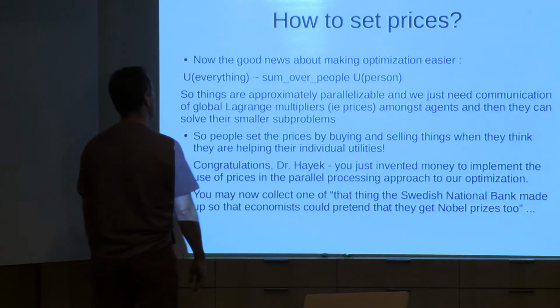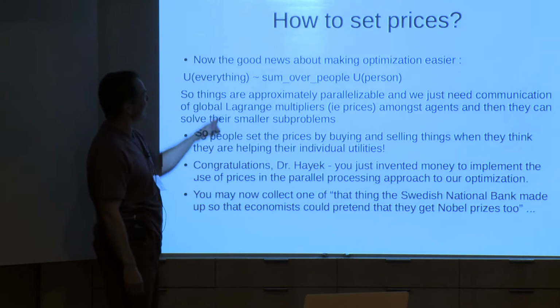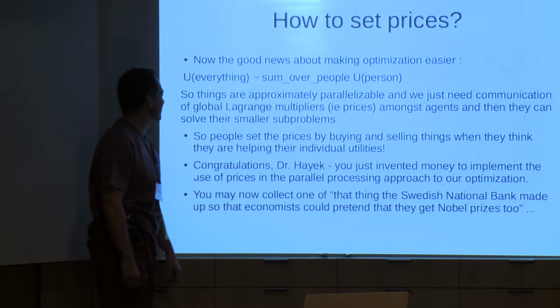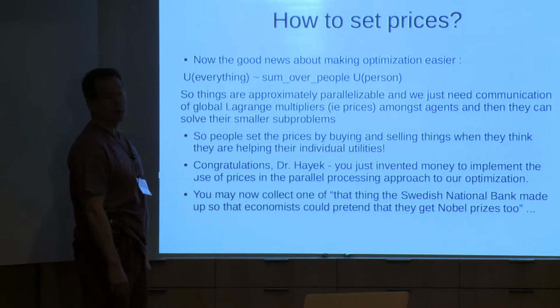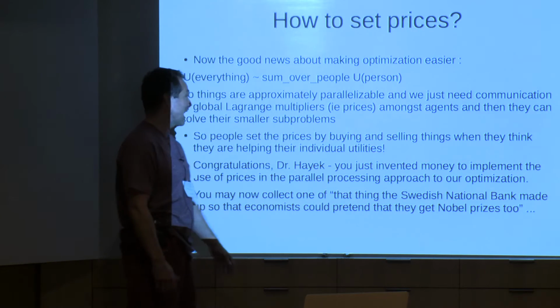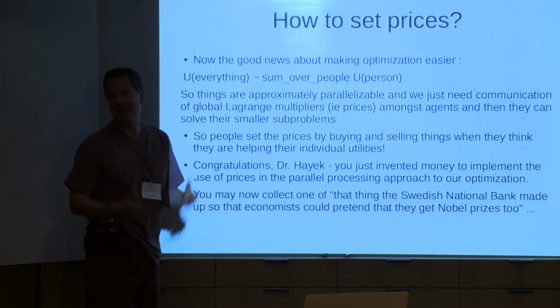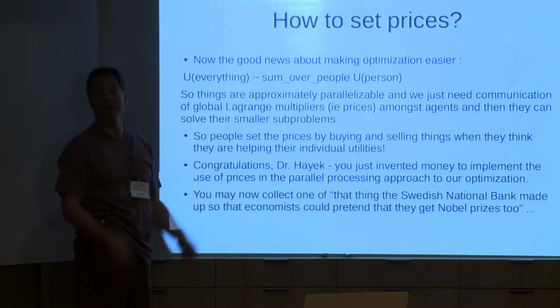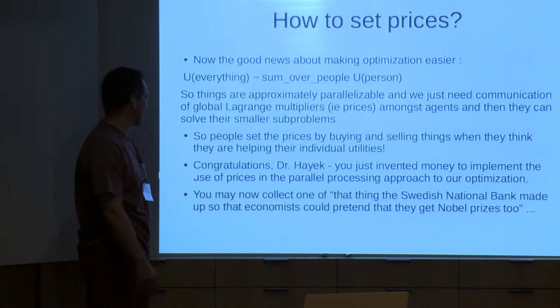So now we have to set these global Lagrange multipliers, but we just set them by individual people buying and selling in the ways that they think are benefiting their individual utilities. So congratulations, Dr. Hayek. You just invented money, because how else do you implement the Lagrange multiplier sharing, the price information between people? They need to exchange money.